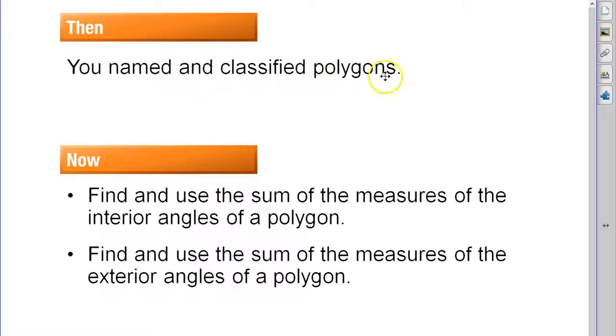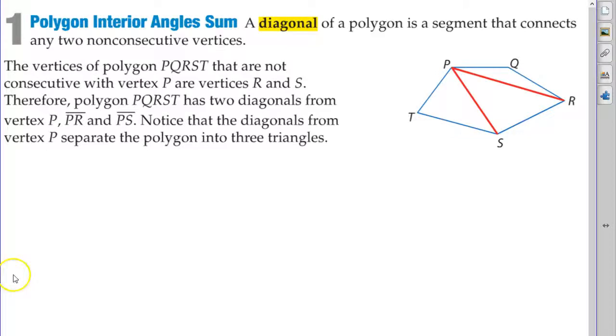We've already classified and named them. We did that back in chapter 1, and now we're bringing it back again for chapter 6. So the two things we're going to do are find and use the sum of the measures of the interior angles of a polygon and the sum of the measures of the exterior angles of a polygon. So the first thing we have to bring up is the definition of diagonal.